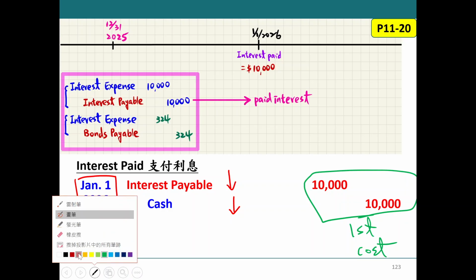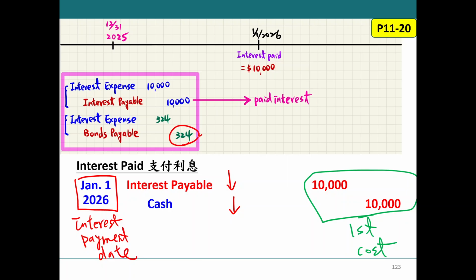So your second cost will pay at maturity date. Okay, any questions? No problem? Okay, good. So you can finish the whole things by yourself. Please finish page 34, 35, and 36. Then you can go home.